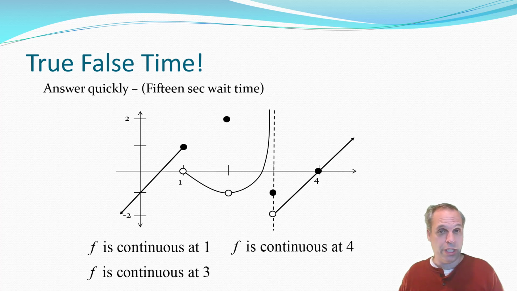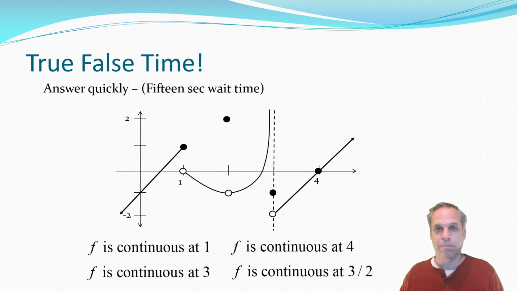Now the next one's tricky. Is the function continuous at 3/2? Yes, it is actually. If you draw the line x equals 3/2, you'll notice that the function has a limit and there's a function value. I just didn't put a filled in dot there, that's all. So you don't have to have that to have continuity. You just can't have a break in the graph. And at x equals 3/2, there's no break in the graph.